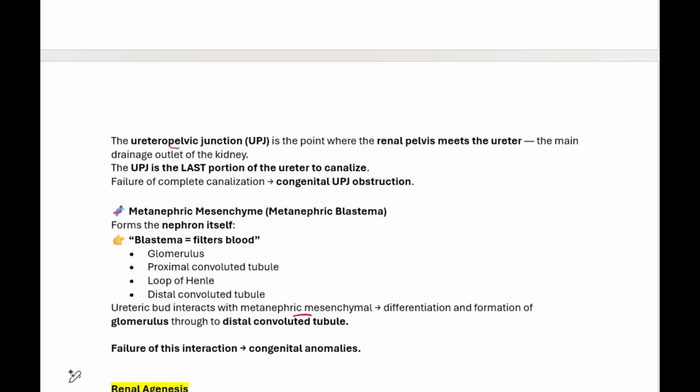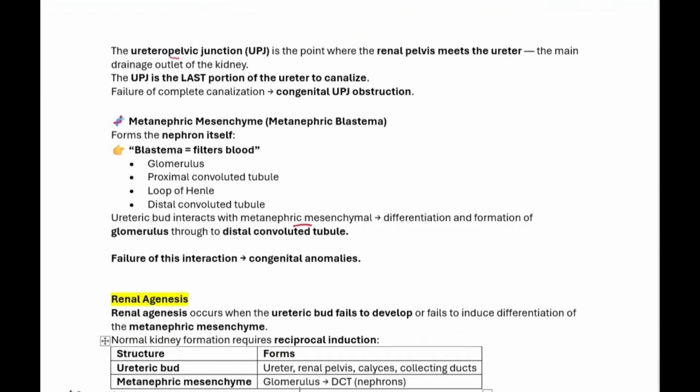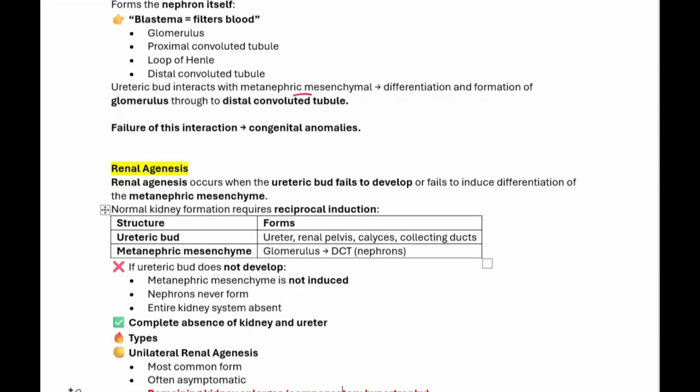this is the point where our renal pelvis is going to meet with the ureter. The reason why this is important is because it's the last portion of the ureter to canalize. And if there's a failure of complete canalization, this could predispose those patients to congenital ureteropelvic junction obstruction, and that could lead to hydronephrosis. So let's talk about some pathology.